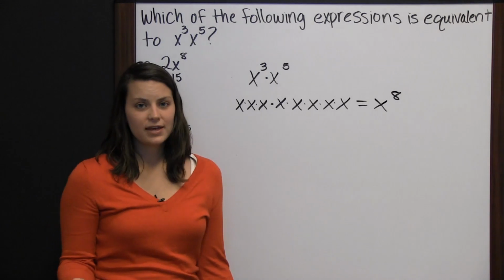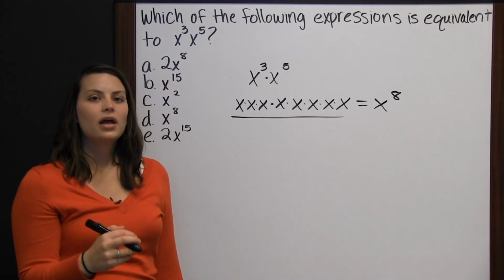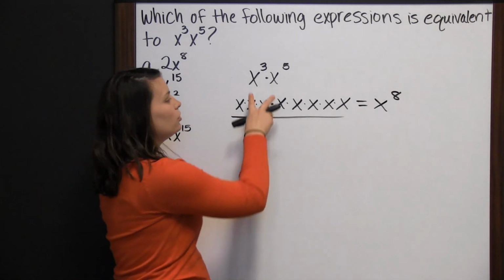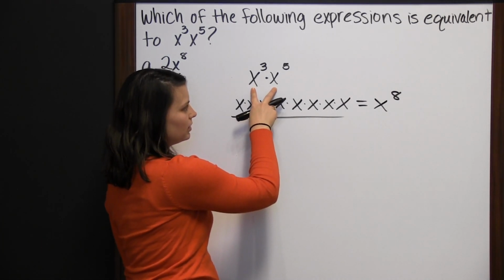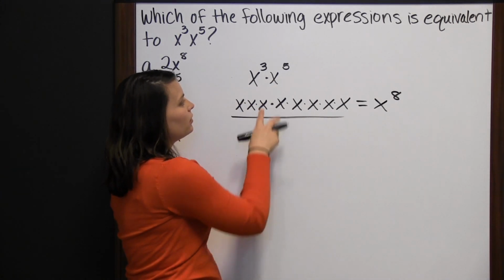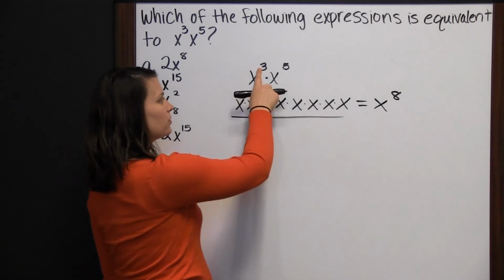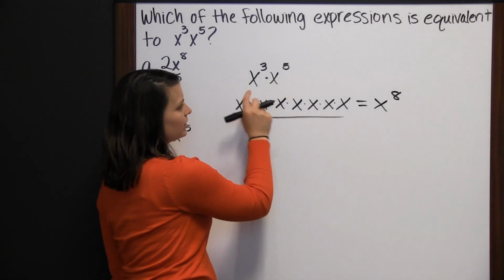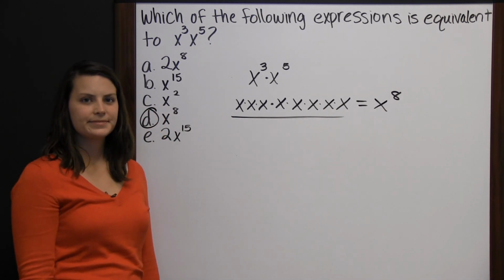Now there is a rule for this so that you don't have to go through this step every time. And the rule is when you multiply with the same bases, the base being, like in this case, x, then you simply add the exponents together. So 3 plus 5 is 8, so it's x to the 8th, which is answer choice D.